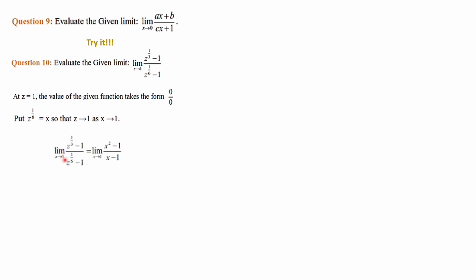Limit z tends to 1, z power 1 by 3 minus 1 divided by z power 1 by 6 minus 1 is equal to, here a little bit of care we need, z power 1 by 3. Actually we have substituted for z power 1 by 6.